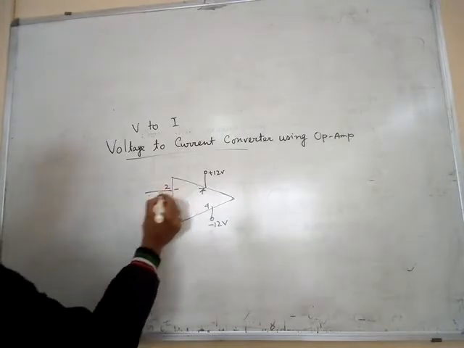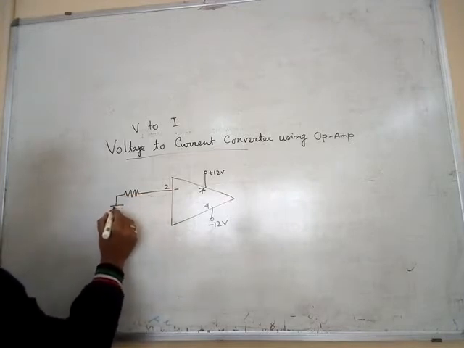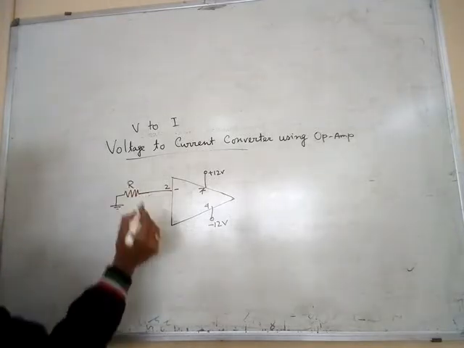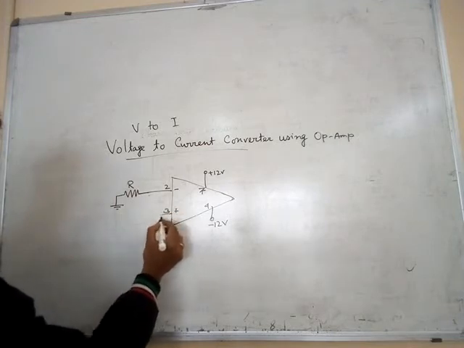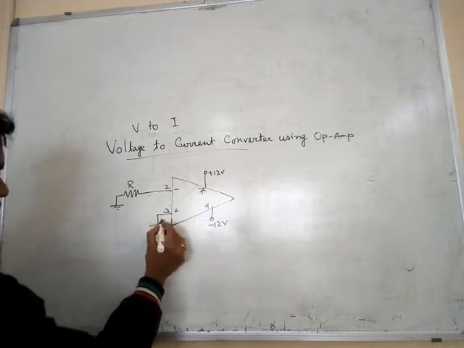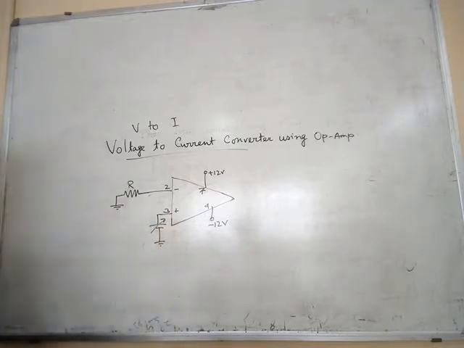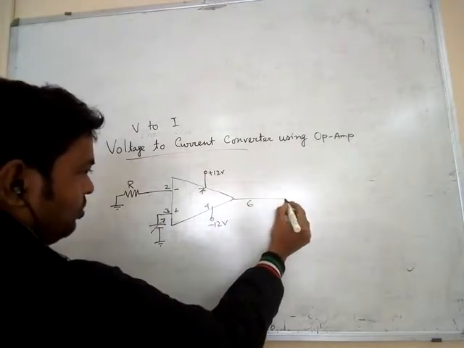At the inverting pin, we have to connect one resistor. Another point of the resistor is grounded. You can see it is R. At pin number 3, we have to connect variable supply. From pin number 6, we get the output, V out.